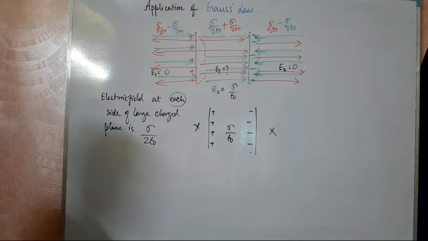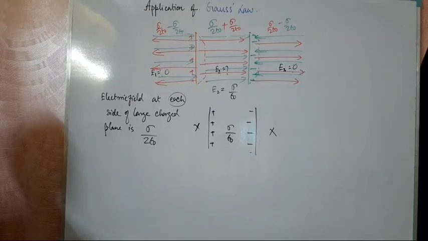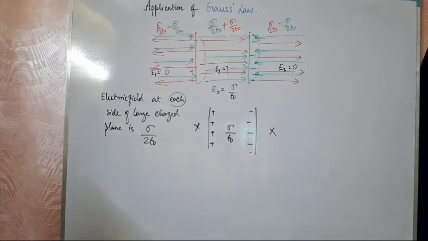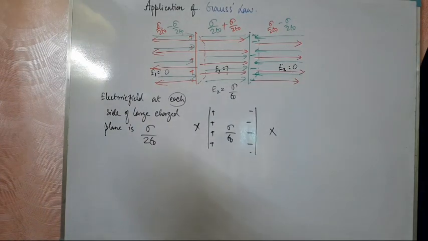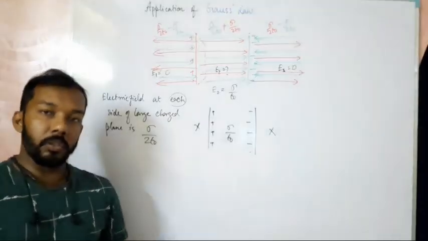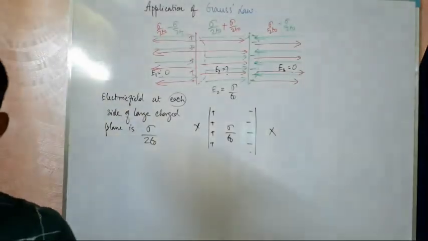So this is the result. We will actually apply this in finding the capacitance of a parallel plate capacitor in the next chapter. Okay, so let us move into the next part. We'll find the electric field for a spherical body, a spherical object.